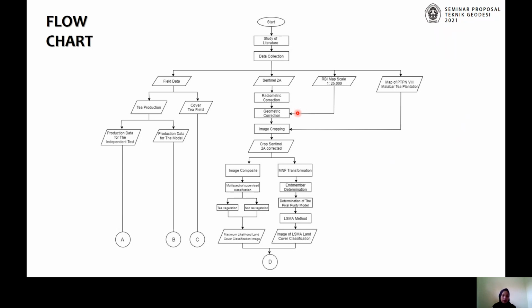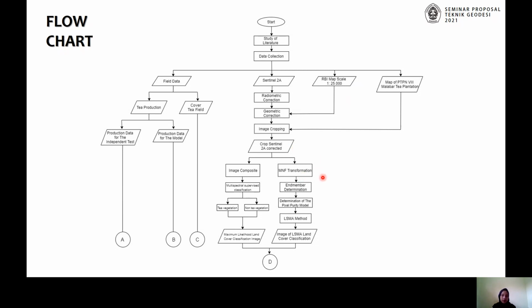The next step is geometric correction. Geometric correction is restoration or rectification, registration of position, and transformation of the image coordinate system to map or image to map. The RBI map is used to determine coordinates in the geometric correction process. The next step is image cropping. The output in this process is the corrected cropped Sentinel-2A.